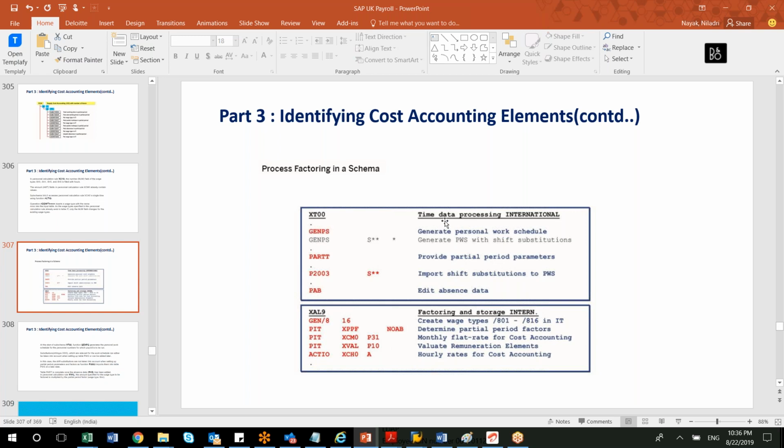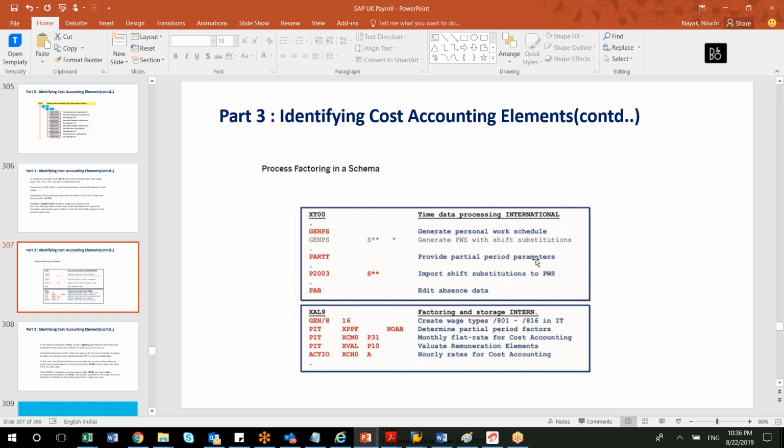So this function will generate your PWS, whatever the personal work schedule is there. And there is one other important function here, PARTT. This function is used inside any time schema. It will calculate and provide all the partial period parameters.